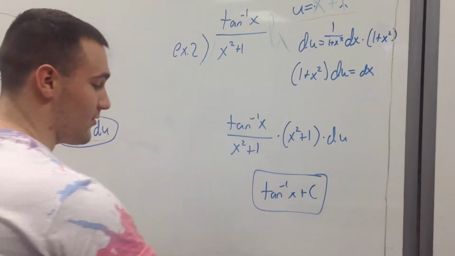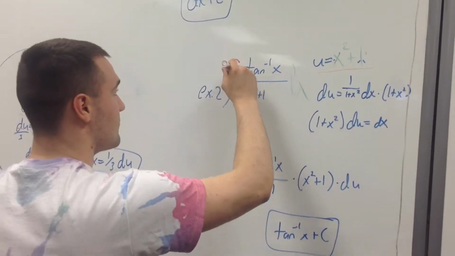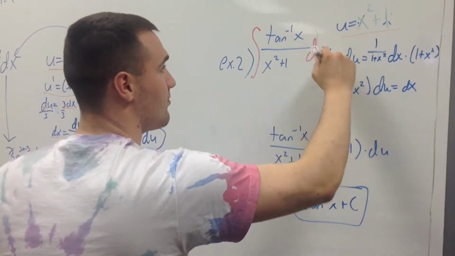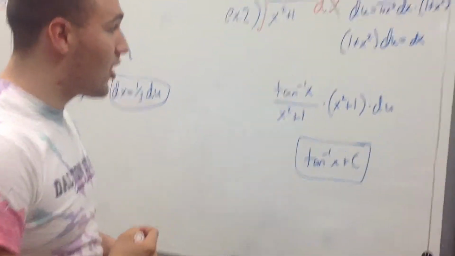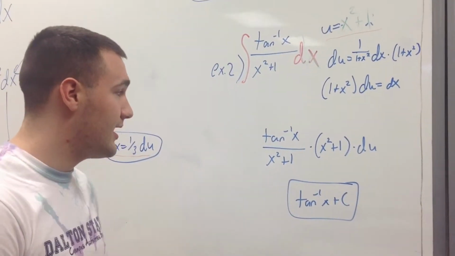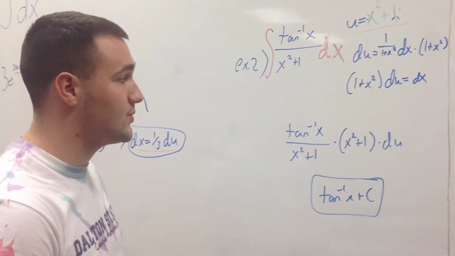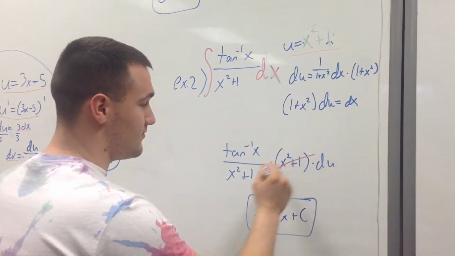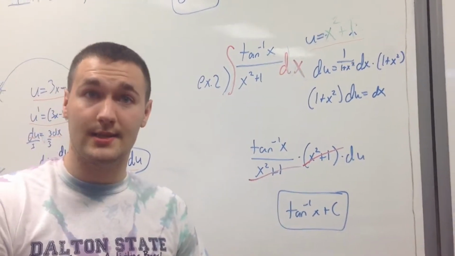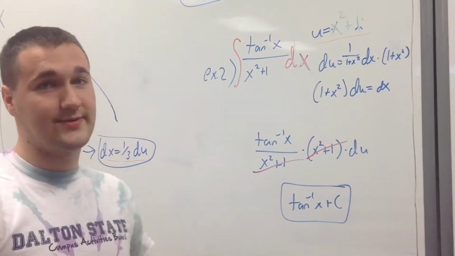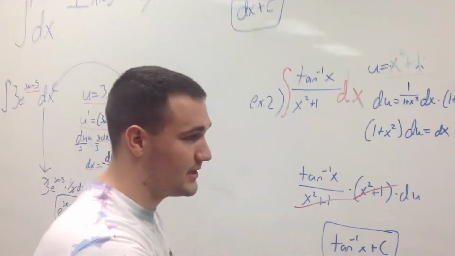Sorry for the crappy eraser, but plug the dx back into here, and we find tan arc x divided by x squared plus 1 times x squared plus 1. You can go ahead and cross those out, and now all you're left with is arc tan x plus a constant. Because remember again, every time you take the antiderivative, you're always going to add a constant after you find out what the antiderivative is.